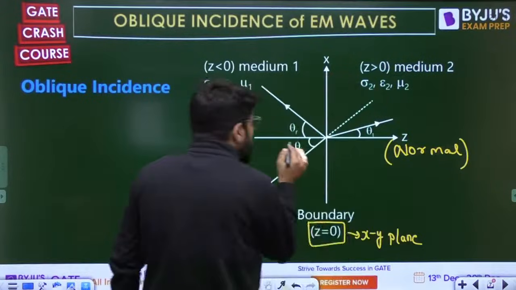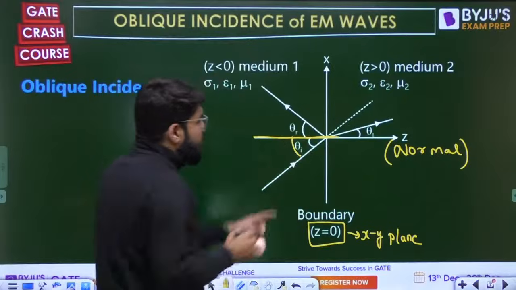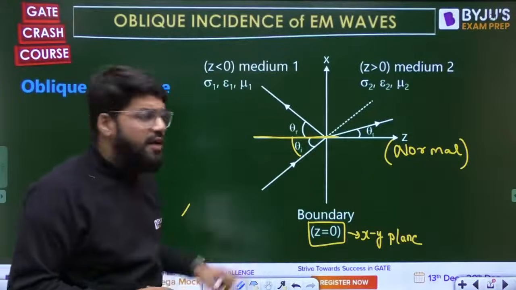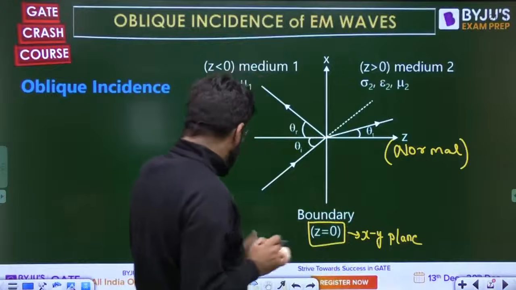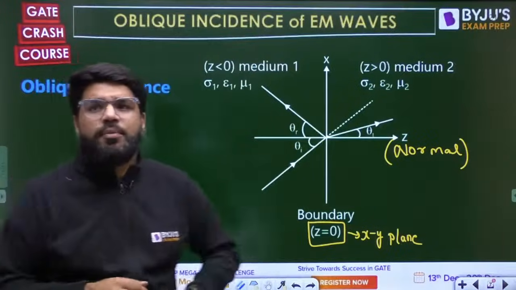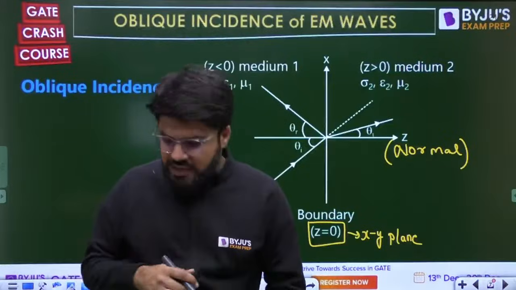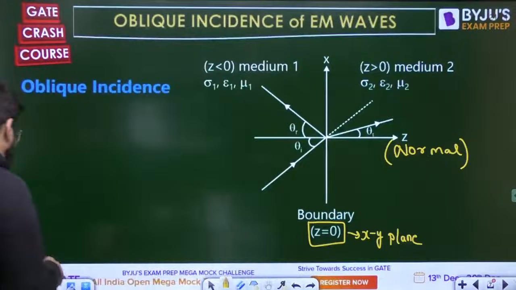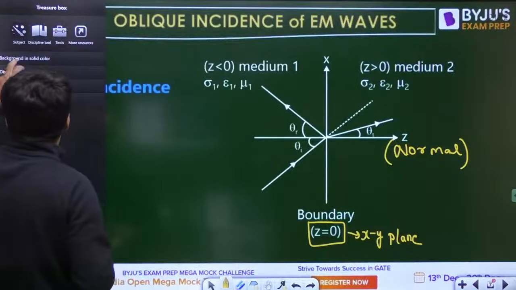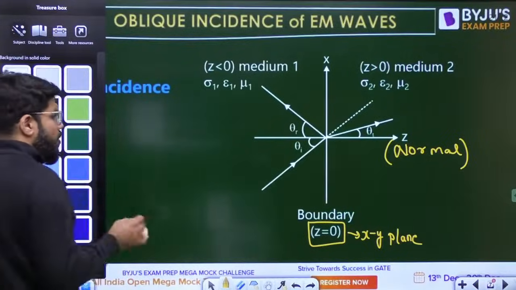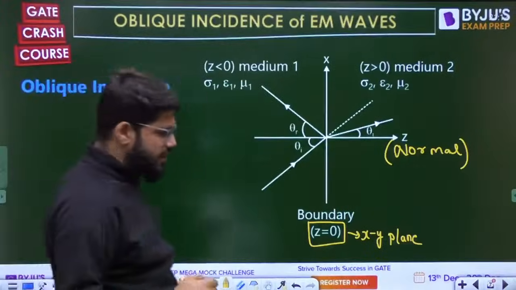All the angles are going to be measured with respect to the normal. So this is the normal line. With respect to the normal I measure the angle of incidence, the angle of reflection, and so on. But here, one important point. Before I define the angle of incidence, angle of reflection or angle of transmission, you will not be clear unless I give you one important condition. So before we go to the angles, understand one important condition here.